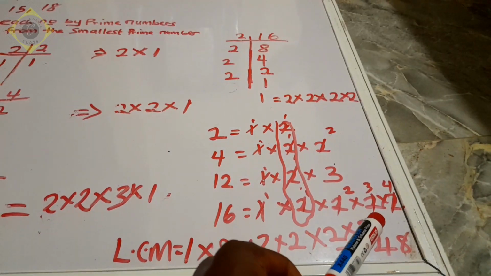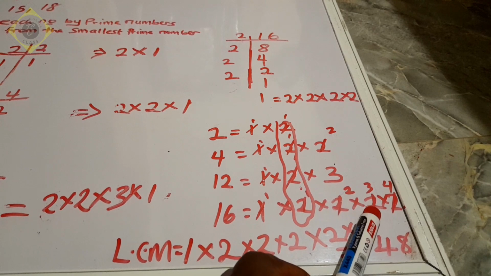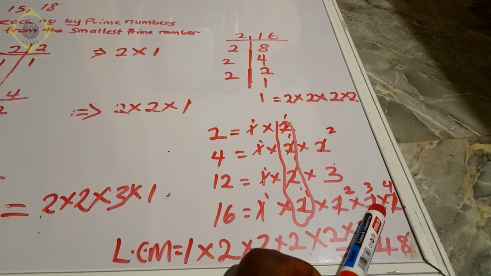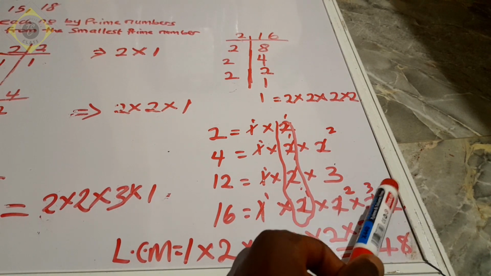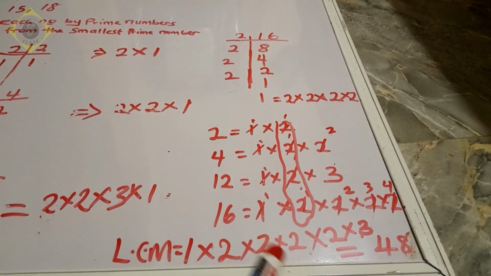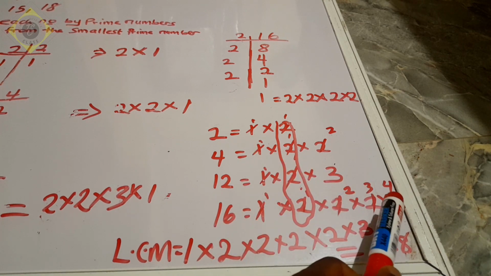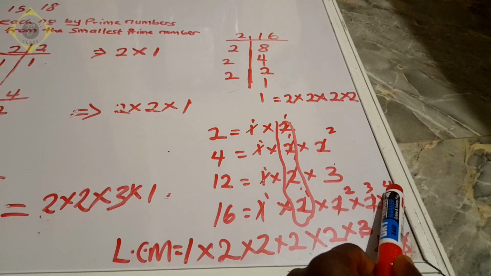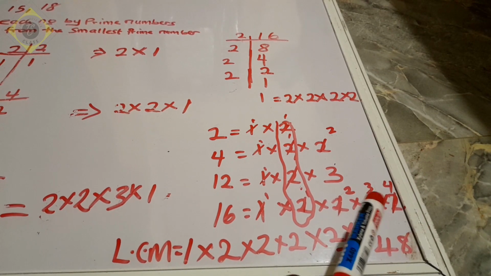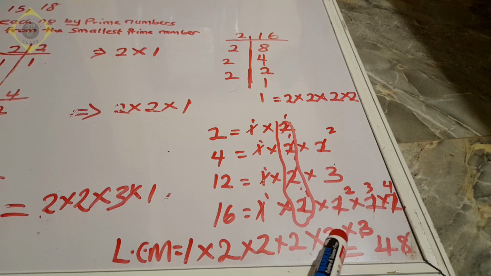Here, on this 16, you still have another 2, which is 2 number 3. So you put the third 2 here. 1 times 2 times 2 times 2. You are done with that. If you check 16 again, you see there is another 2, which is the fourth 2. So you bring that 2 and put it here. Now you are done with all the prime number 2.